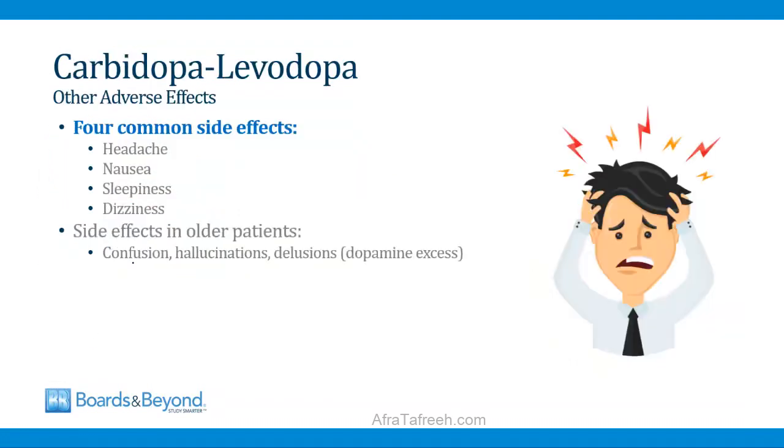Besides the on-off phenomenon, Sinemet often causes 4 non-specific side effects. These are shown here: headache and nausea, sleepiness, and dizziness. And then in older patients, anytime you mess with the brain chemistry, you can potentially cause confusion and cognitive problems from dopamine excess. So some older patients on this drug develop confusion and hallucinations or delusions.